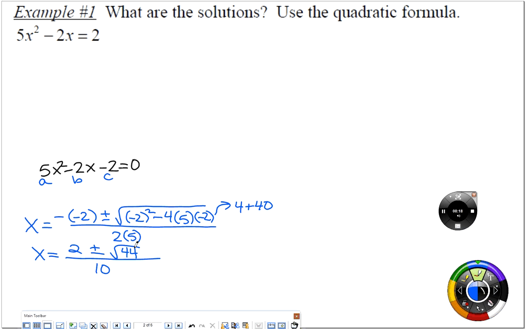So underneath my radical, I have a 44. Then the question becomes, can we simplify 44? Marcus? Just 2 and 2. Okay. So 2 rad 11, right? Yeah. Okay. So we are going to have x equals 2 plus or minus 2 rad 11 all over 10. So can this be simplified? Can. Remember that 10 is a denominator for both of those 2's.